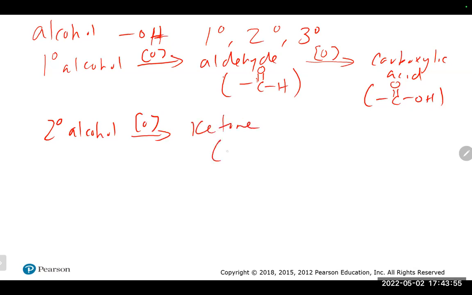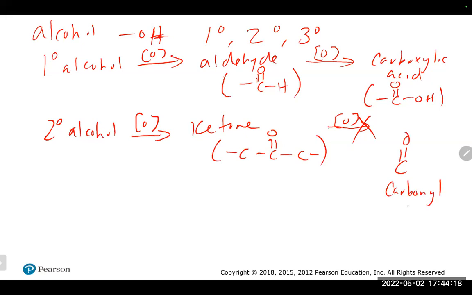A ketone has a 3-carbon run, where the middle carbon has the carbon-oxygen double bond. It will not oxidize any further at that point. By the way, the carbon-oxygen double bond is sometimes referred to as the carbonyl carbon, or carbonyl group.